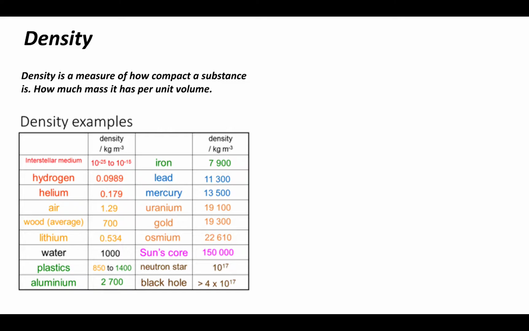The sun's core, if it were possible to get a cubic meter of the sun's core in front of you, that'd be 150,000 kilograms. Neutron star, 10 to the power of 17. Black hole, greater than 4 times 10 to the power of 17 kilograms for every cubic meter. So vast differences in different materials.